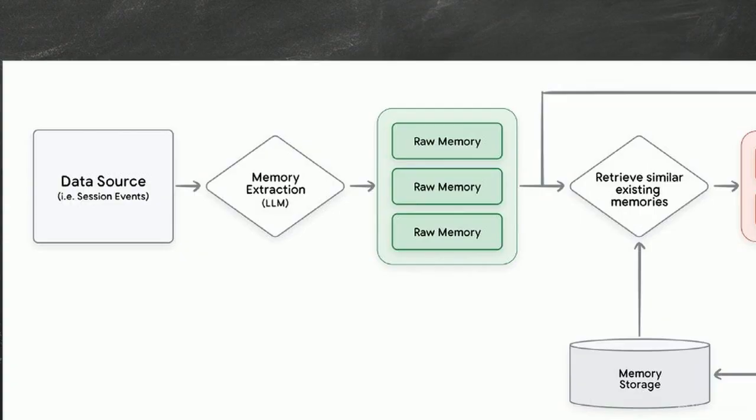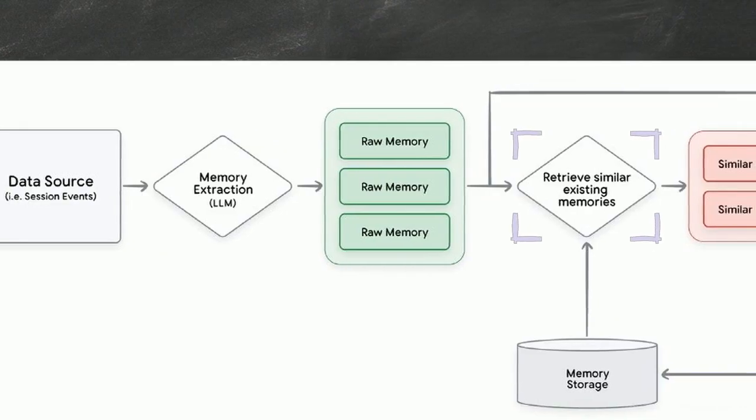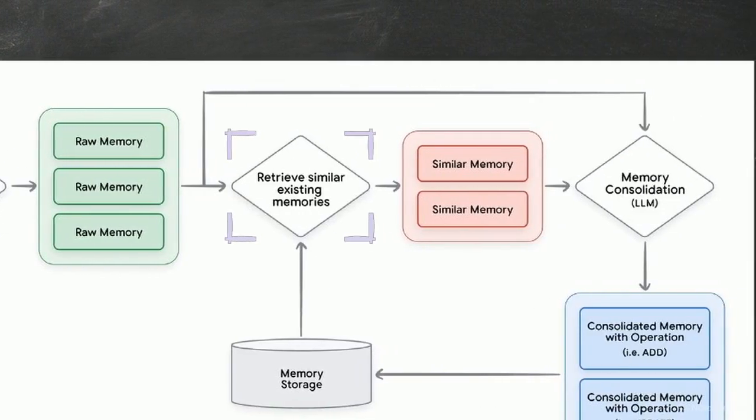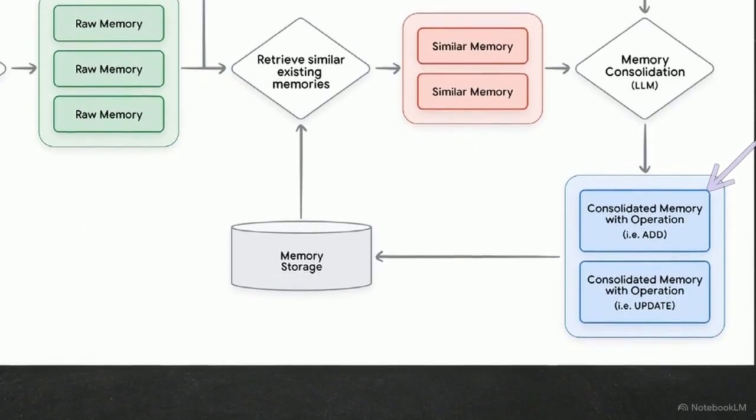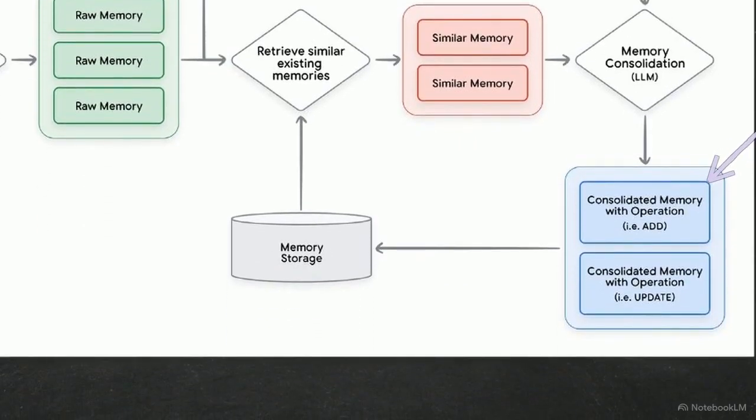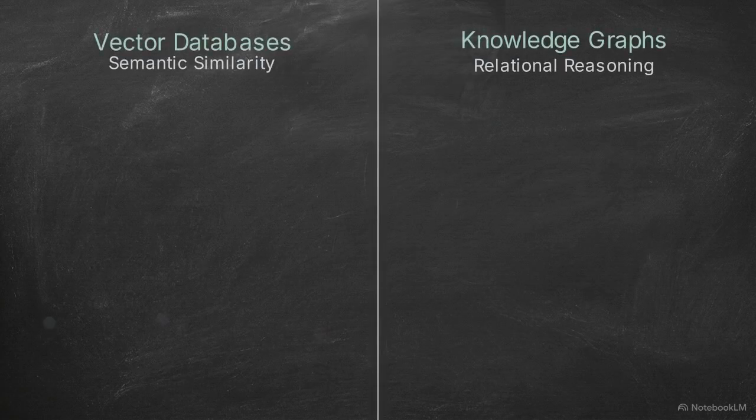Next is the consolidation phase. The system retrieves your existing memories and uses another LLM to compare them against the new facts. It automatically resolves conflicts, deduplicates information, and decides whether to merge, update, or delete records to ensure your profile stays accurate. This split screen shows how those consolidated memories are actually stored.